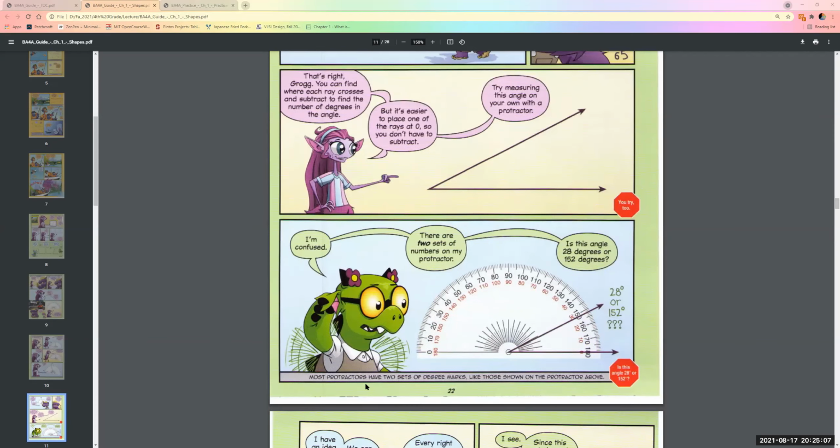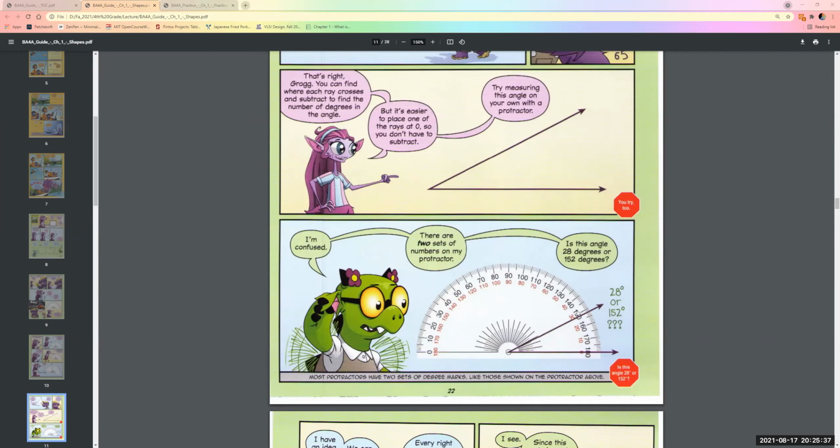So most protractors have two sets of degree marks, like the one shown right here. For those of you who measured, what do you think? Or anyone, what do you think? Would anyone like to respond? I see Kathy just raised her hand. Do you want to?